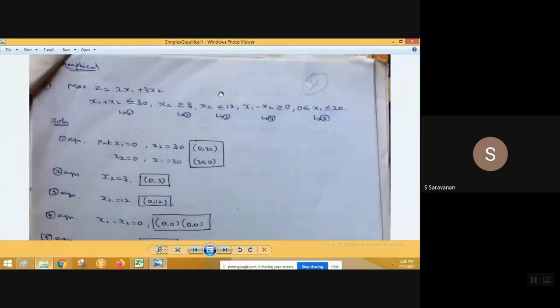Okay, this is the problem. Max z equal to 2x1 plus 3x2. You see here, instead of x and y, we have used x1, x2. Again, this is a two variable problem. The equations are x1 plus x2 less than or equal to 30, x2 greater than or equal to 3, x2 again less than or equal to 12. You see here I have used both: greater than or equal to is there and also less than or equal to is here. You should understand that in this problem I have tried both the things.